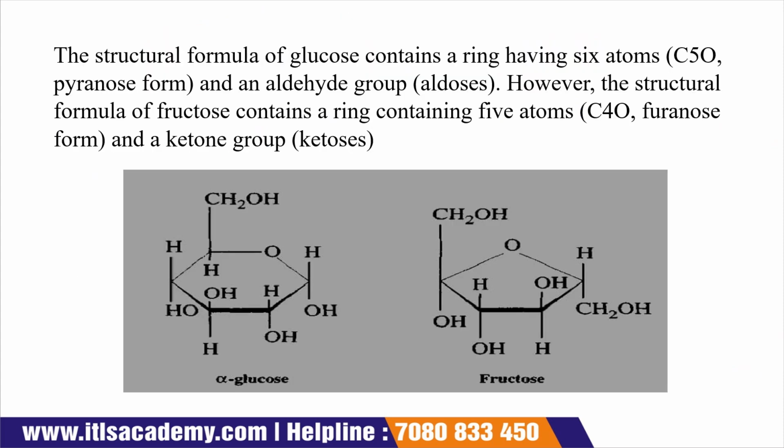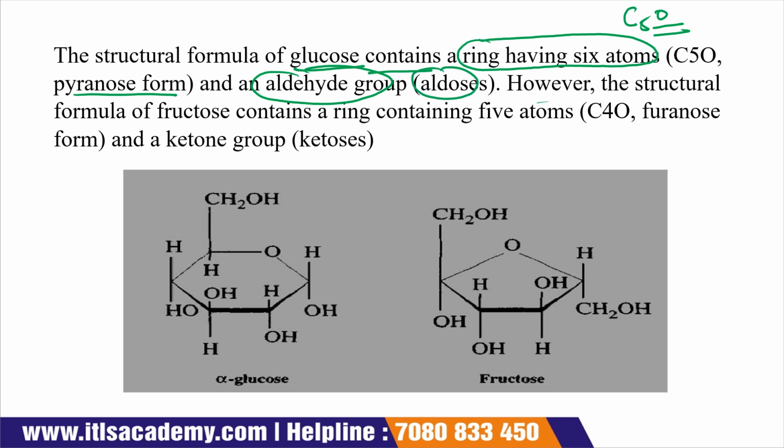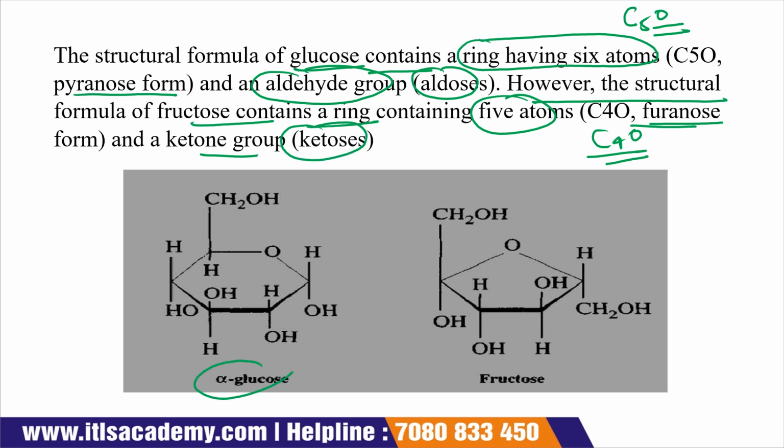Now the next is the structural formula of glucose, which contains a ring having 6 atoms, that is C5O, the pyranose form, with an aldehyde group, aldose. However, the structural formula of fructose has a ring which contains 5 atoms, that is C4 and 1 O, the furanose form, and a ketone group, ketose. So the first one is alpha glucose. Here this is your ring.